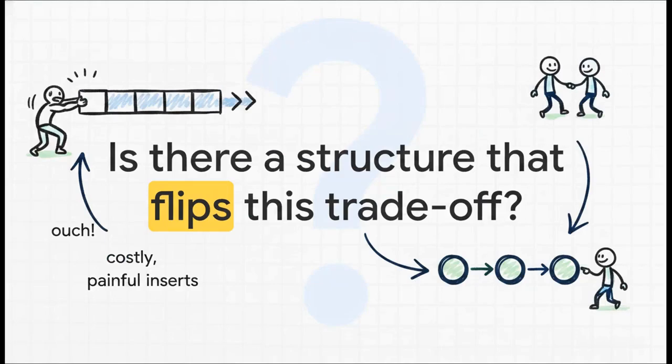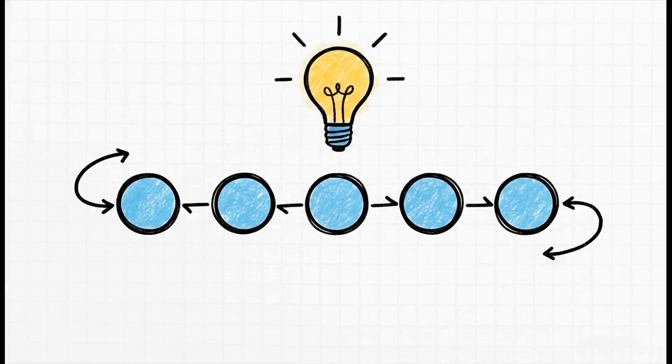Which leaves us with a pretty massive question. If arrays give us instant access, but really costly, painful inserts when we want to modify the data, is there a different data structure out there that actually flips this trade-off? Like, is there something that makes inserting data completely instant, even if it has to sacrifice that quick array access? Well, the answer is absolutely yes, and that is exactly what we're going to explore next time. Up next in episode 2, we are going to unpack linked lists, a totally different structure that completely rethinks how memory is connected to solve this exact problem.